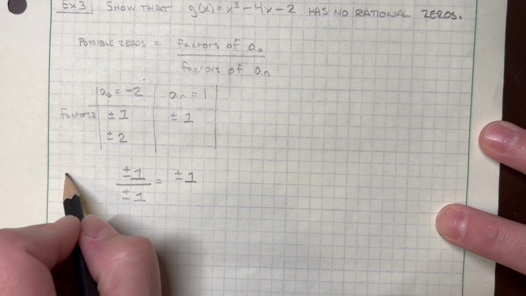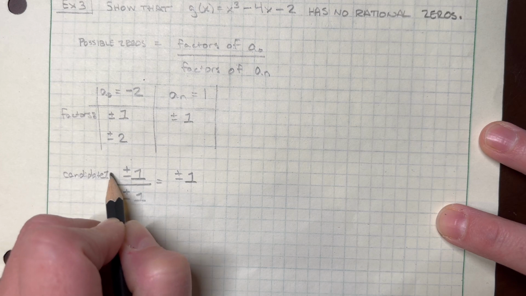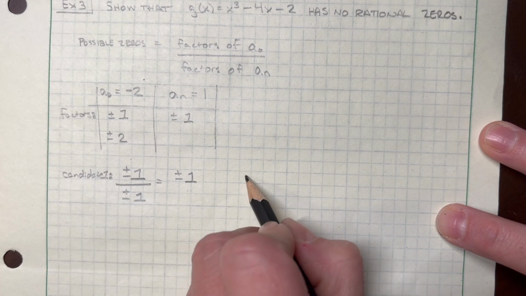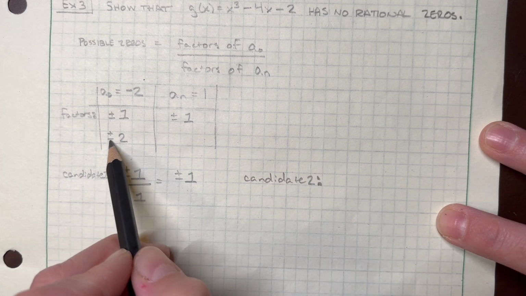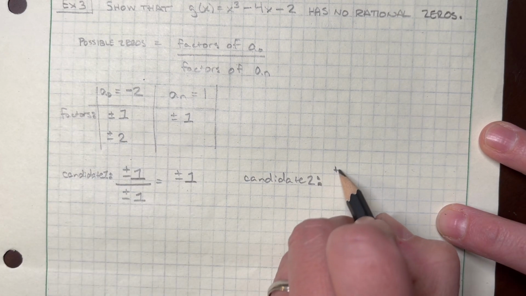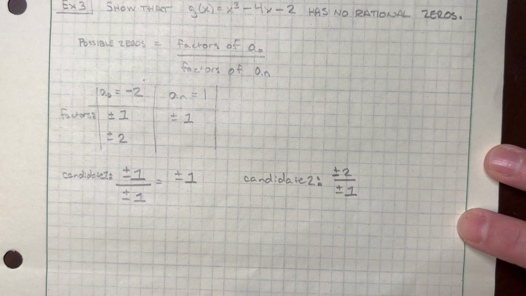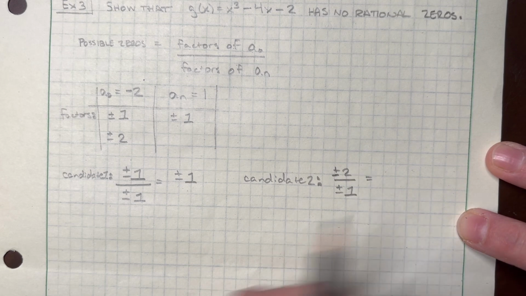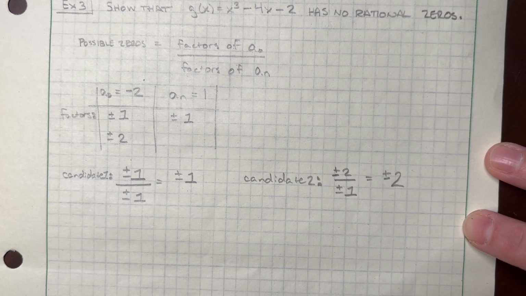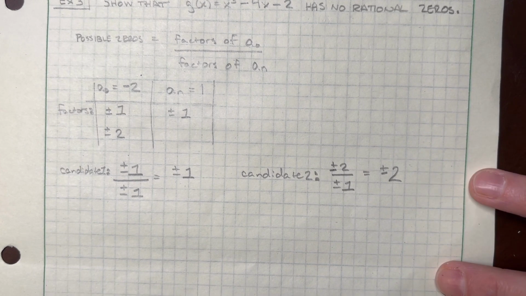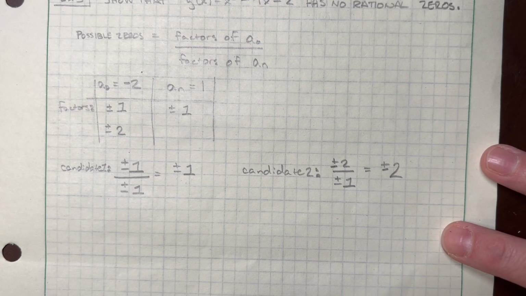Another candidate, let's call that candidate 1, candidate 2, positive and -2 divided by positive and -1. So the possibilities here just wind up being positive and -2. These are candidates to be roots. We actually have to check if they are roots.